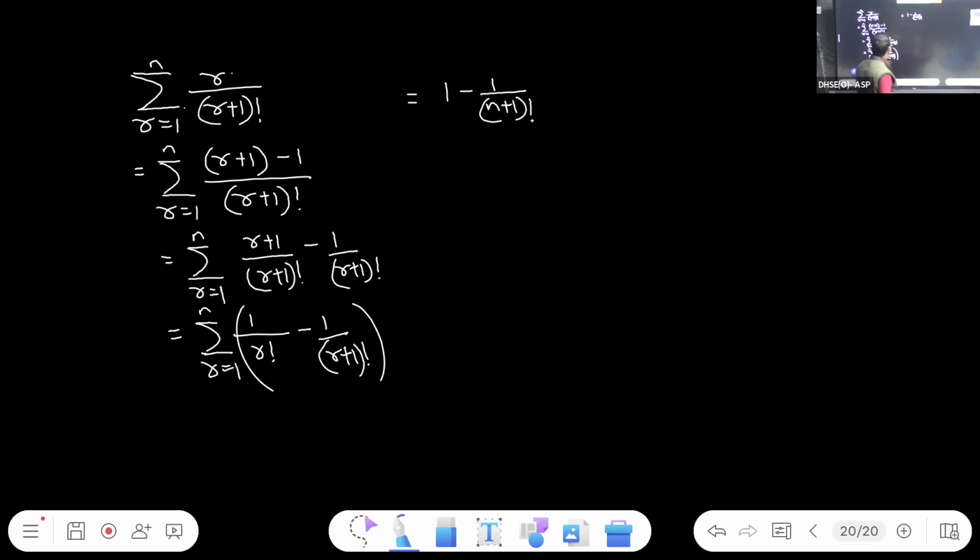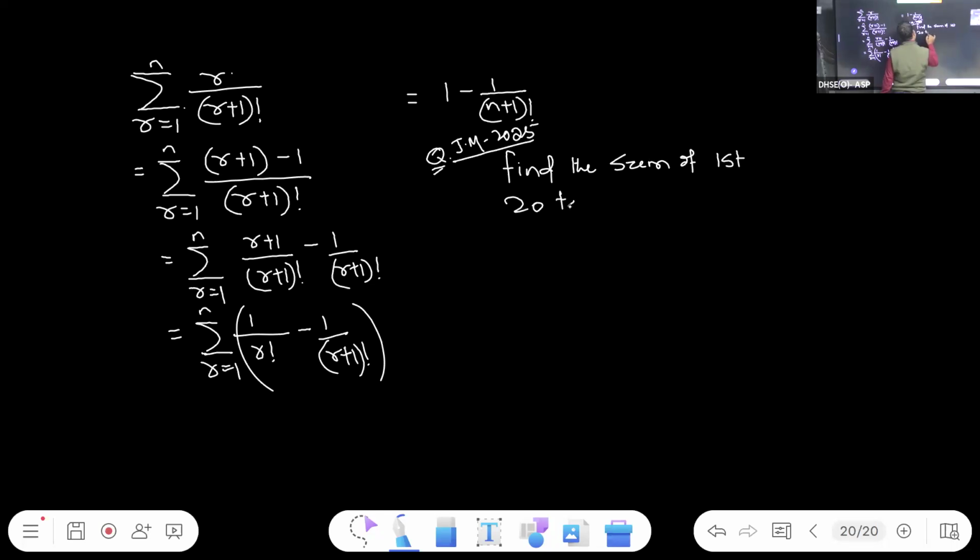So let's start with a question asked in JEE 2025 on telescoping series. JEE 2025. Find the sum of first 20 terms of the series.